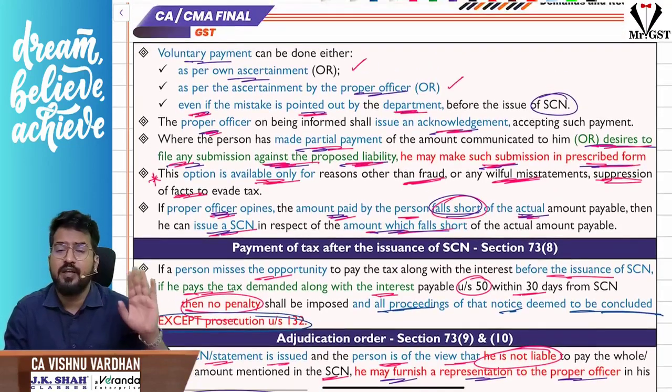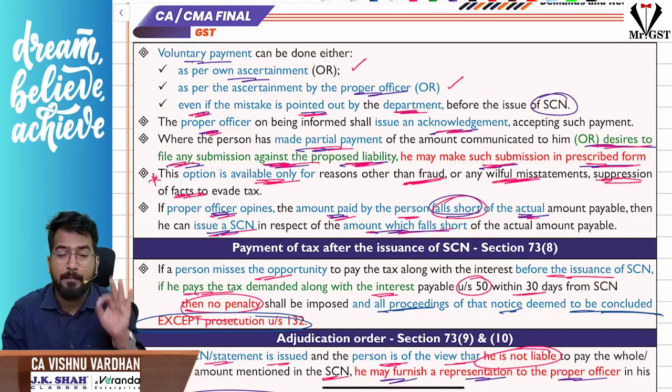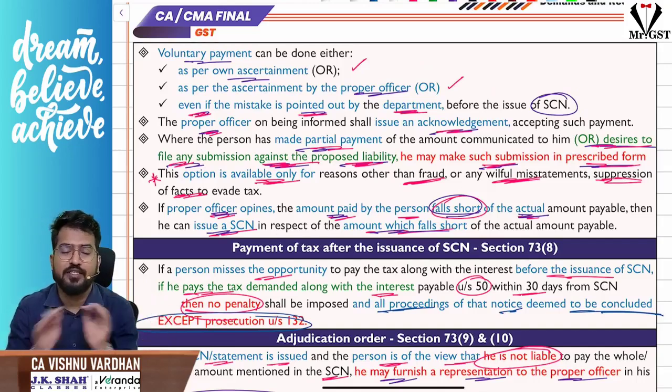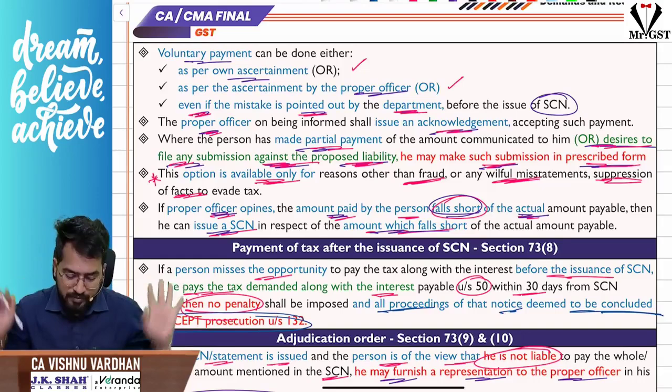Okay, so simple. Before the notice is given, happily make the voluntary payment along with interest. So escape the show cause notice, escape the penalty. Simple.